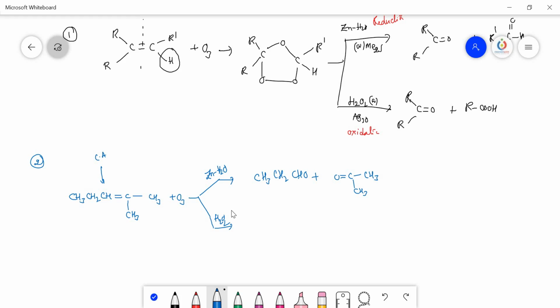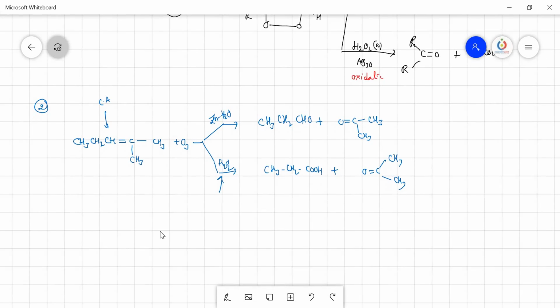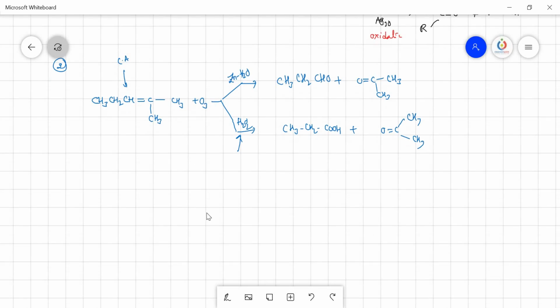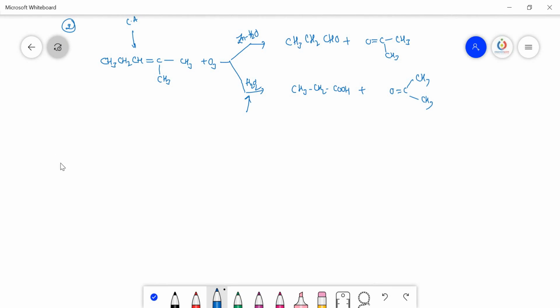Or else if you still get confused, immediately write down the first product CH3, CH2, CHO plus the double bond CH3, CH3 like this, and this aldehyde part you just convert to the carboxylic part. Why? Because an aldehyde molecule will be oxidized to the carboxylic acid in the presence of either H2O2 or Ag2O. This video will be available. You don't get confused. If you want, you can check it once again whenever doubt arises. So now I am going to give one more product.